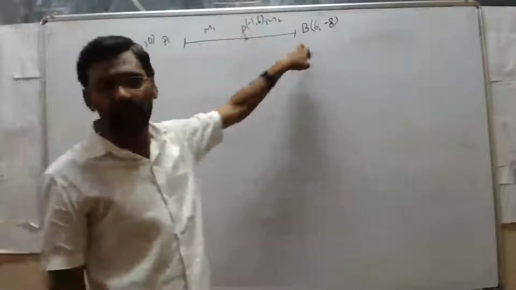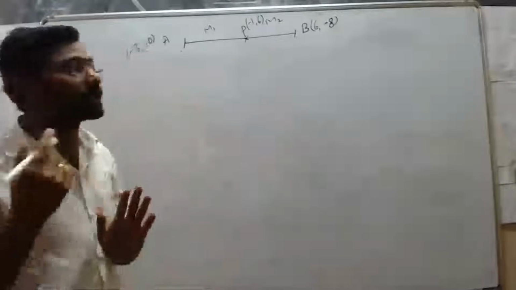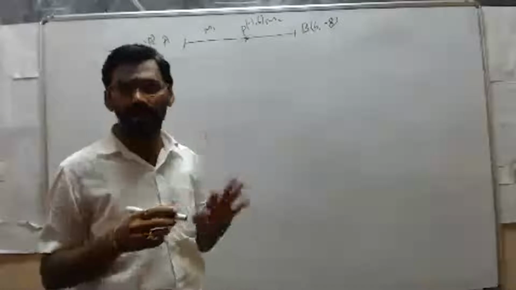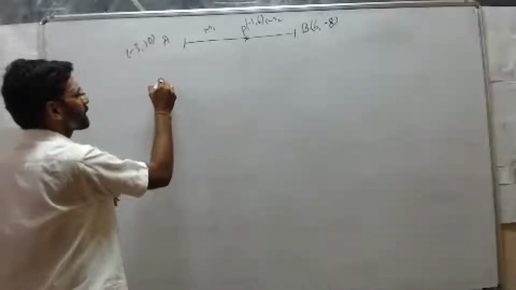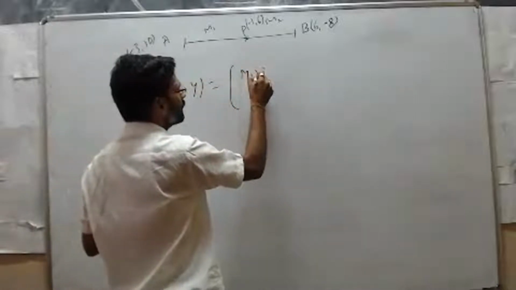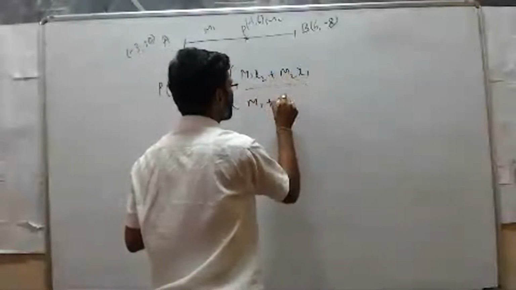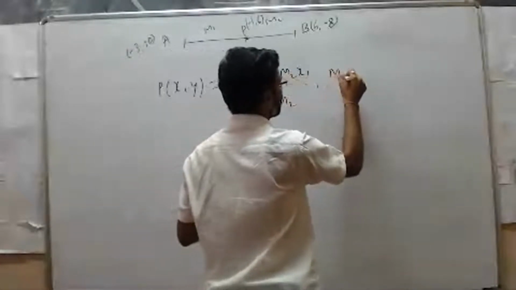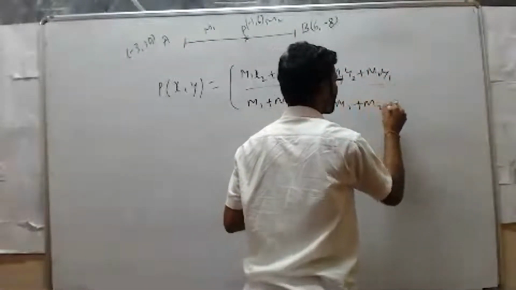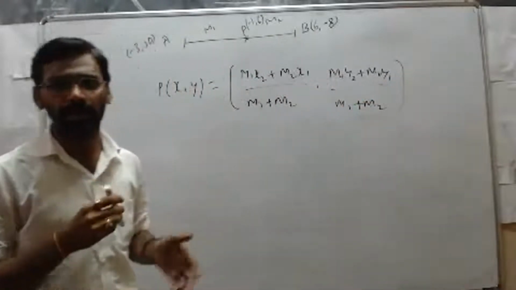The line segment AB is there. AB is divided by P in what ratio, if the coordinates of P are (-1, 6)? We have to find the value of it. Ratio means m1 and m2. Therefore, what is the section formula? P of x, y is equal to (m1 into x2 plus m2 into x1) divided by (m1 plus m2), and again (m1 into y2 plus m2 into y1) divided by (m1 plus m2).